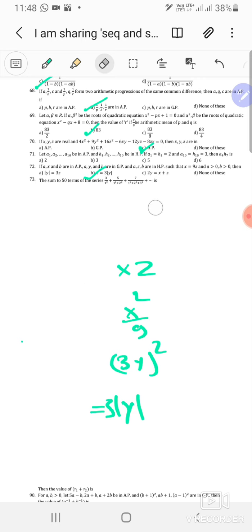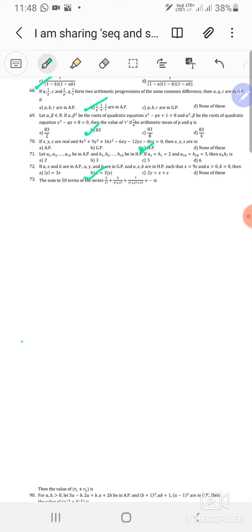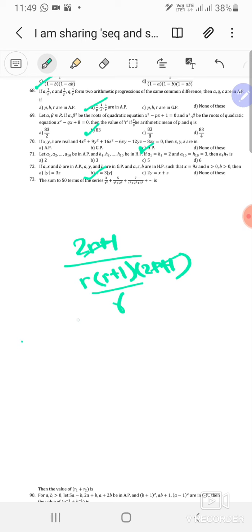Let's move on. The sum to 50 terms of the series 3 upon 1 squared plus 5 upon 1 squared plus 2 squared plus 7 upon 1 squared plus 2 squared plus 3 squared and so on. Okay, cool. So what's the general term of the numerator? That's supposed to be 2r plus 1, right? The general term of the denominator is 1 squared plus 2 squared all the way to r squared. So that has to be r into (r plus 1) into (2r plus 1) upon 6. So that cancels.